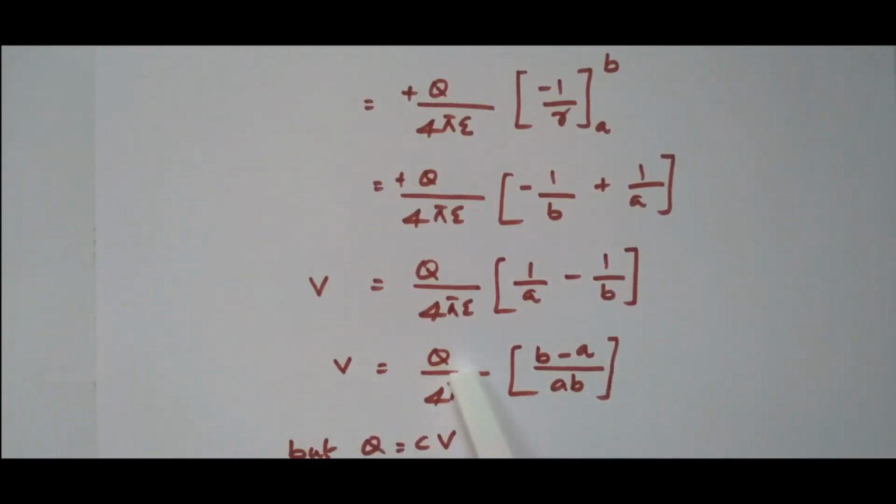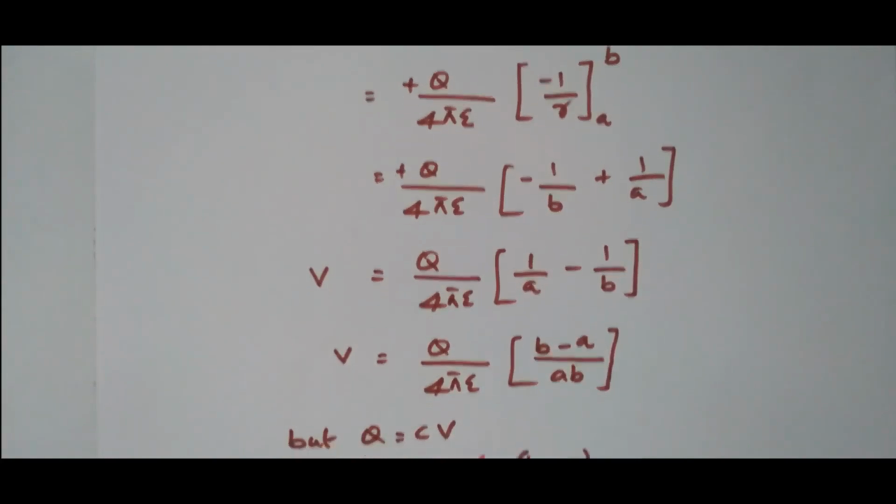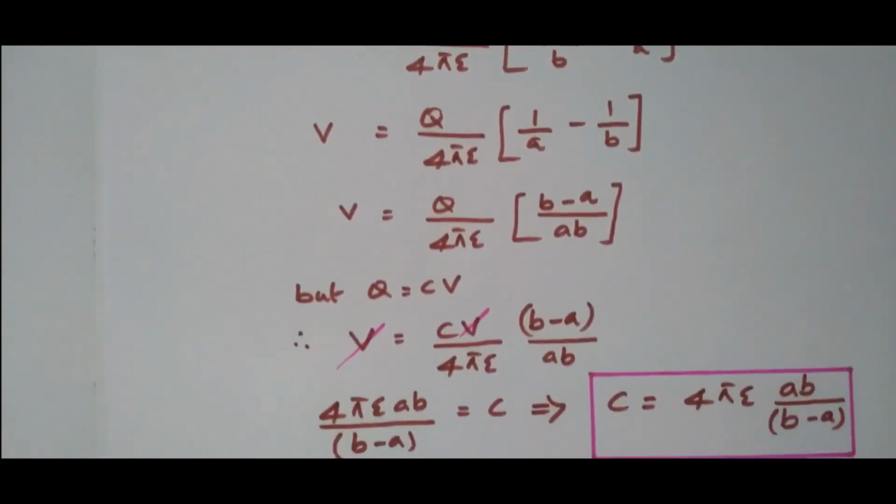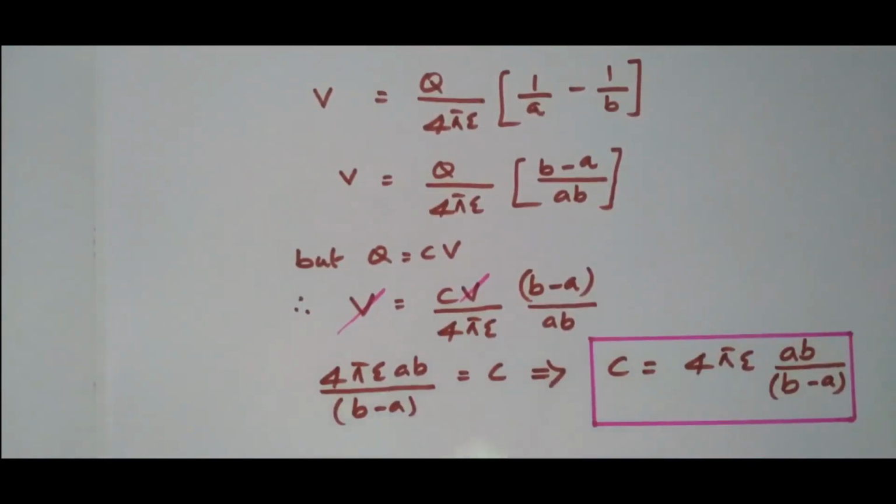V equal to Q divided by 4 pi epsilon into (B minus A) divided by AB. But what we need is capacitance. So substitute Q equal to CV. Replace this Q by CV. So V equal to CV divided by 4 pi epsilon into (B minus A) divided by AB. Right? This V got cancelled.